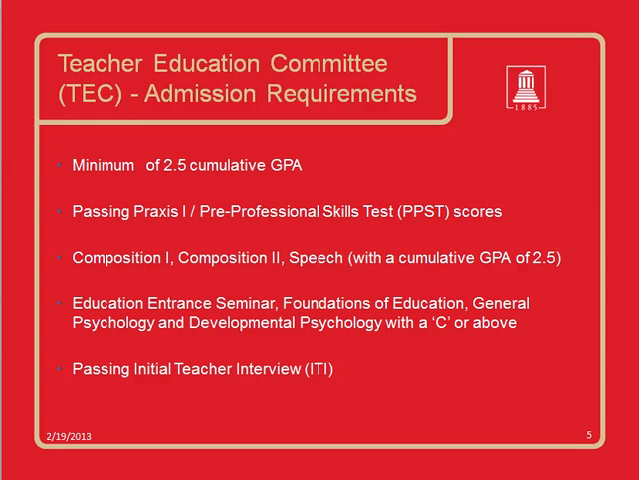In addition, you need Composition 1, Composition 2, and Speech. Each of those classes you can transfer in or take with us. You must have a C or above, and the cumulative GPA between those 3 classes must be a 2.5. You also need to take Education Entrance Seminar, Foundations of Education, General Psychology, and Developmental Psychology. You must have a C or above on each of those.